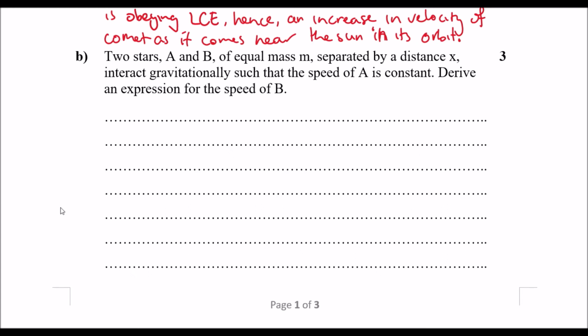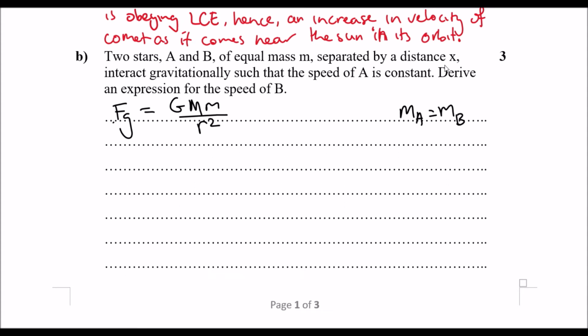So previously we stated, so we're saying the mass of A and mass of B is the same. Okay. So we previously stated the formula for gravitational force in the universe is G m m over r squared.